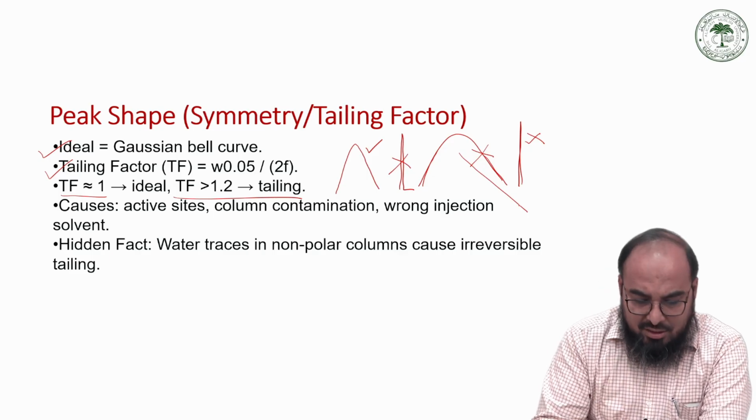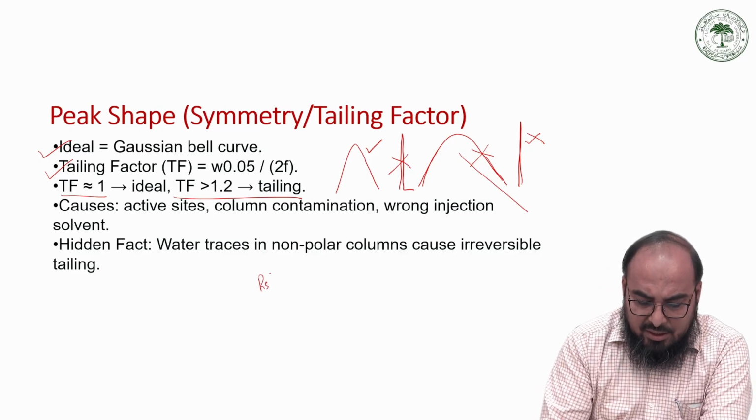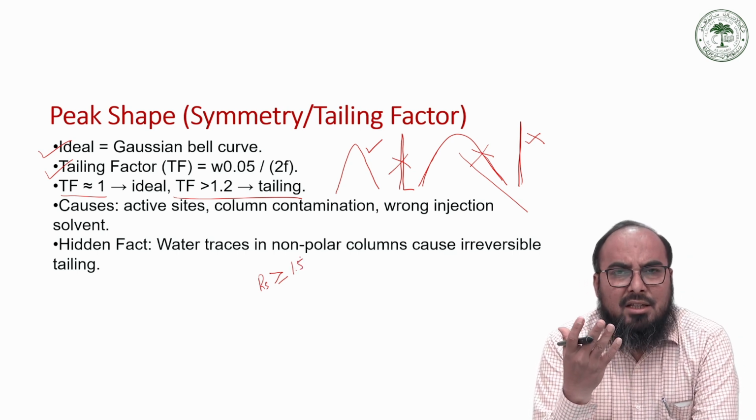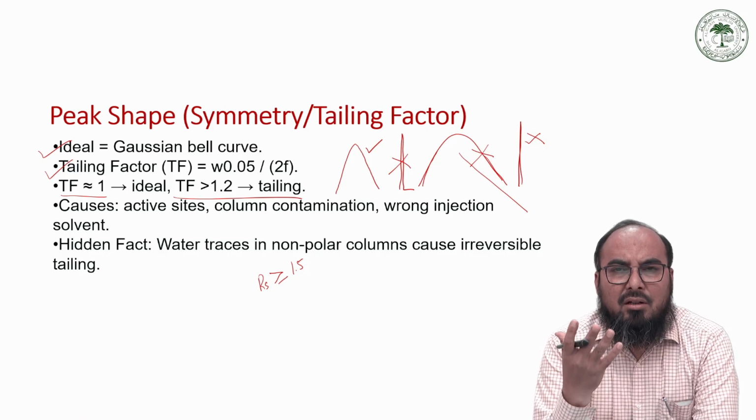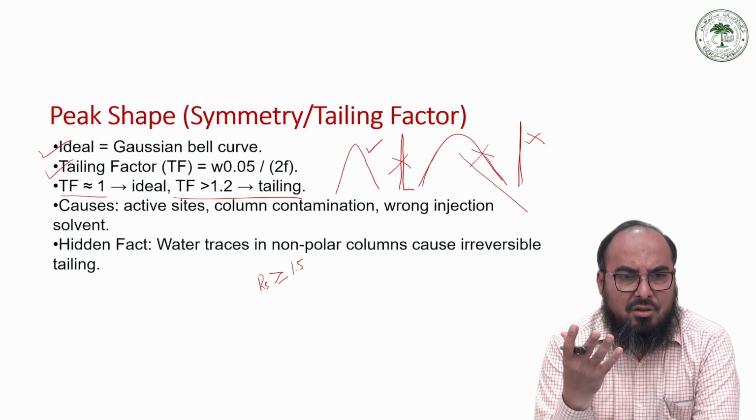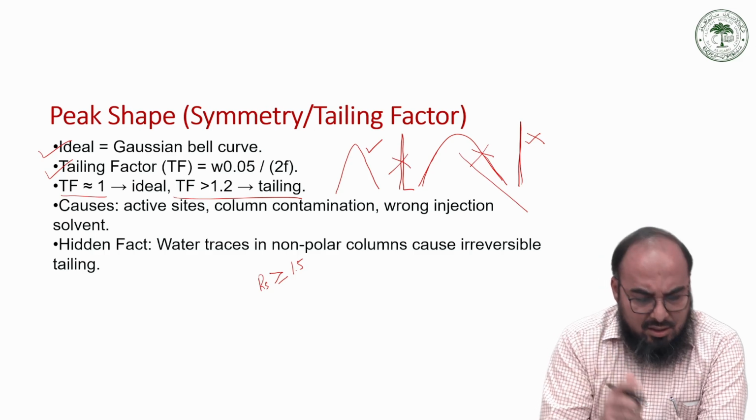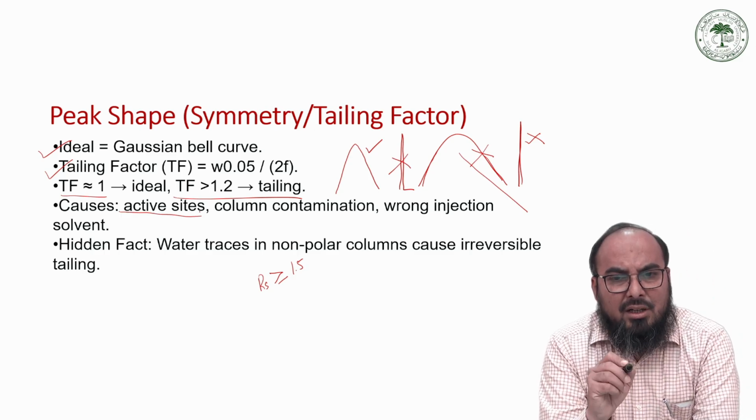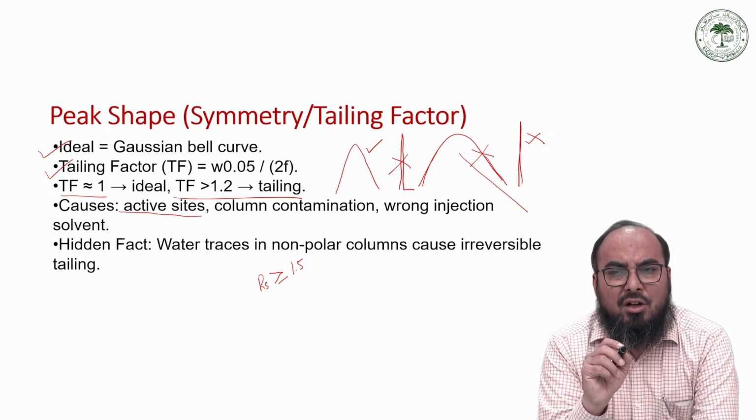Just like the resolution, which we have seen must be greater than or equal to 1.5, these are the factors which tell you about the ideality of your separation. Now, what are the causes? This is actually caused by the active sites, column contamination, and the wrong injection of the solvent.